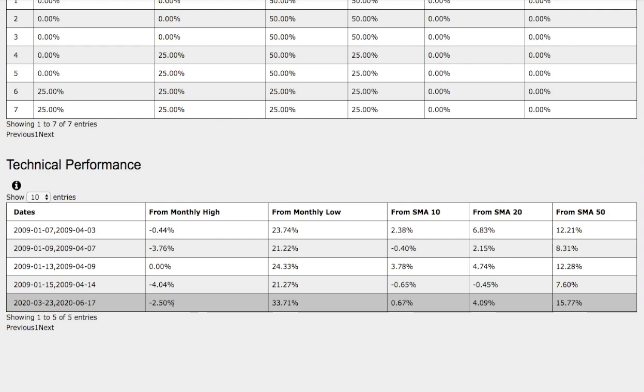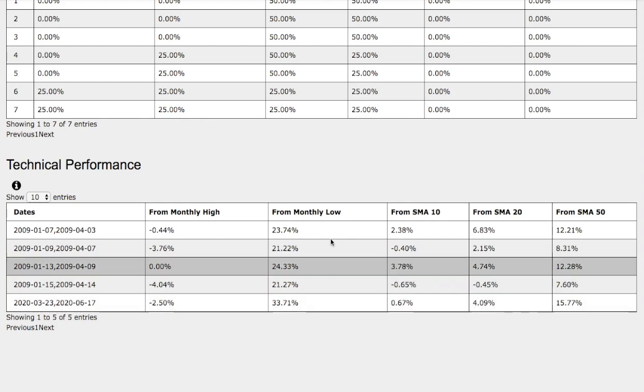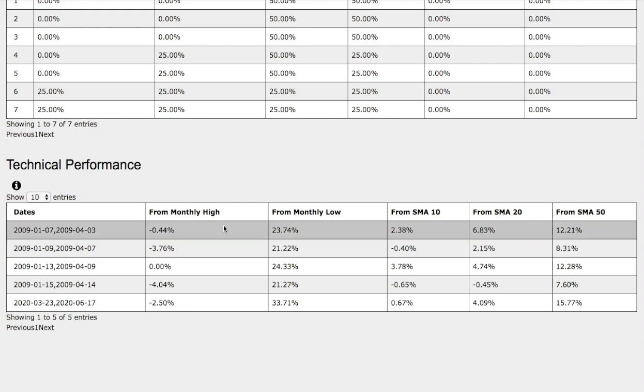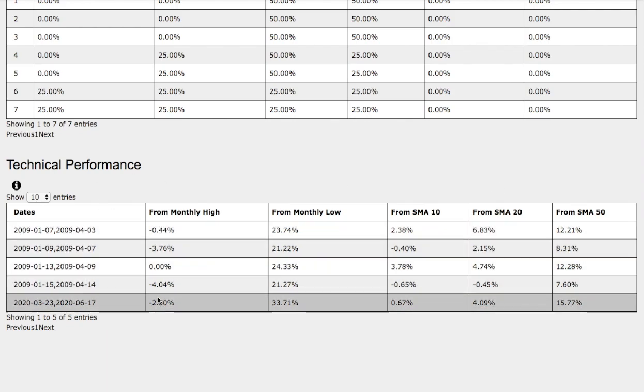On our current trend, we're currently down 2.5% from the monthly high, up 33 or 34% from the monthly low, up 67 basis points from the 10 simple moving average, up 4% from the 20-day simple moving average, and up 16% from the 50-day simple moving average. Now the trend that we just examined, back then it was only down 44 basis points from the monthly high, up 24% from the monthly low, up 2.4% from the 10 simple moving average, up 7% from the 20-day simple moving average, and up 12% from the 50-day simple moving average. So among the two trends, there are technical similarities.